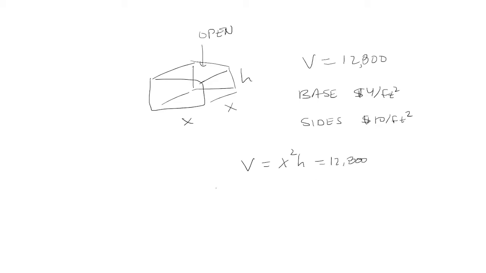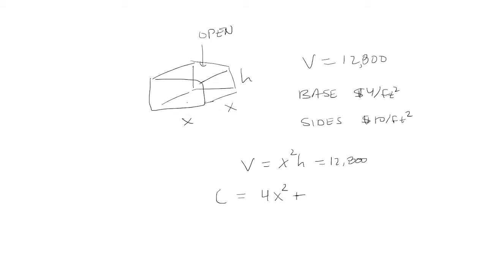And we want to come up with a cost equation. We'll call it C. So first, let's look at the base. There's only one base. The top one is open. So we have the bottom here. The area of that is x squared. And that's x squared feet squared. So we need to multiply by 4 to get the cost of the base.